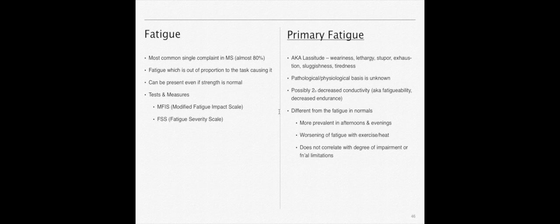Now, one of the areas that is not dependent on a focal lesion is fatigue. So this is the most common single complaint in MS, almost 80%. Actually, we know it's more than 80%. So this fatigue is not your typical fatigue. It's not how you would feel if you're just tired because you haven't slept. It's divided into primary and secondary fatigue, and primary fatigue is also known as lassitude. This type of fatigue is weariness, lethargy, stupor, exhaustion, sluggishness, and tiredness.